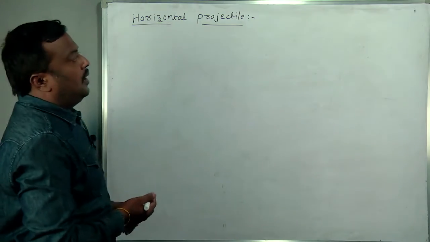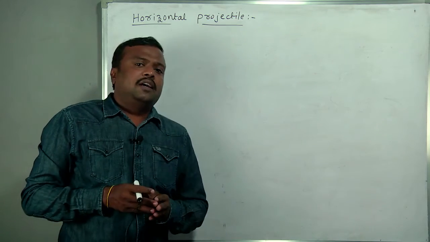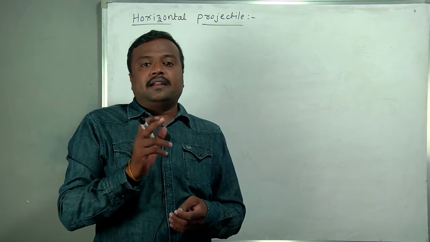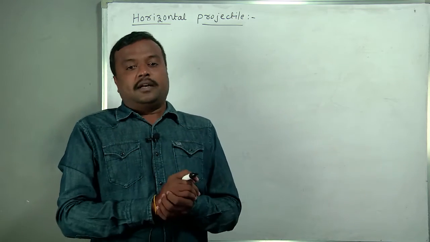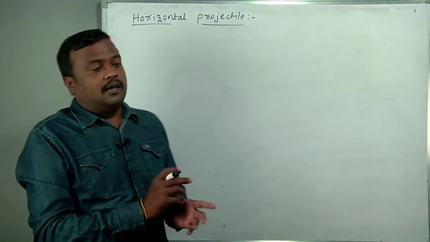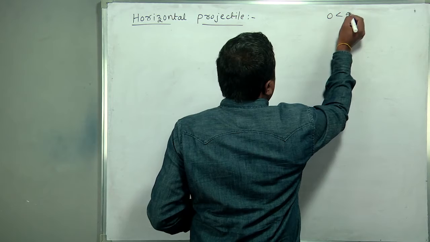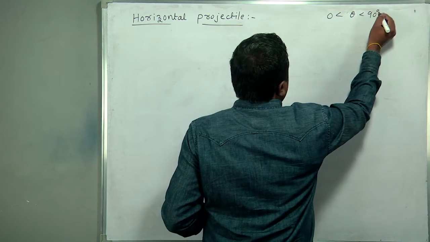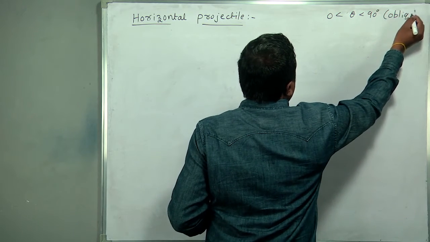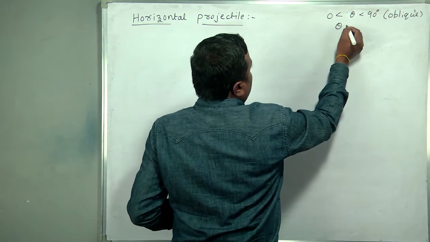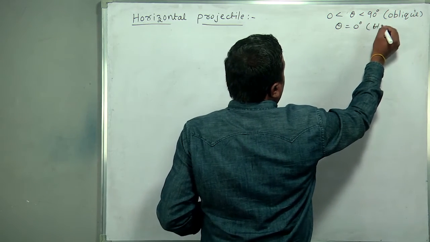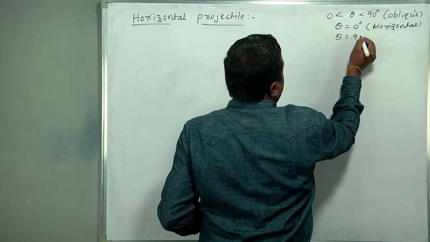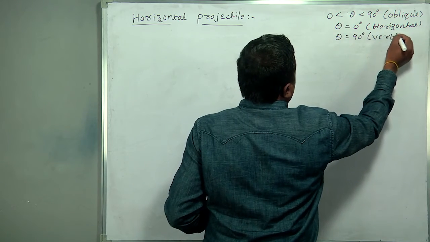First of all, what is called a horizontal projectile? If any body is projected with an initial velocity u, making an angle theta equal to 0 degree to the horizontal, such a projectile is called a horizontal projectile. If 0 is less than theta, less than 90, such a projectile is called an oblique projectile, we know. If theta is equal to 0 degree, that is a horizontal projectile. Suppose theta is equal to 90 degree, such a projectile is called a vertical projectile.